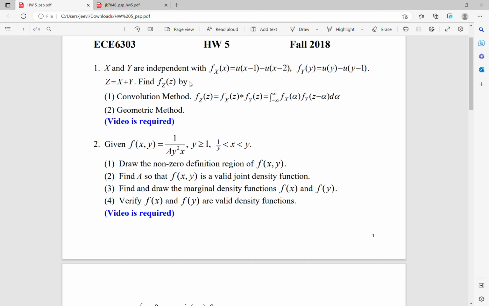And for this we will be using two methods, that is the convolution method and the geometric method. In the convolution method, the probability density function for z will be equal to this formula. Therefore let's have a look at the solving.